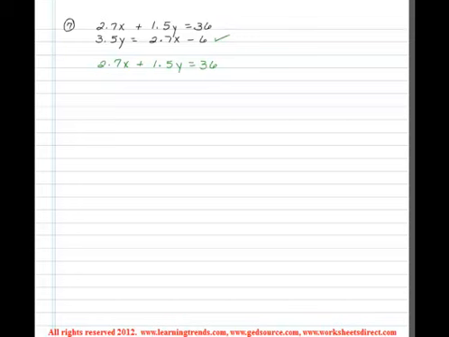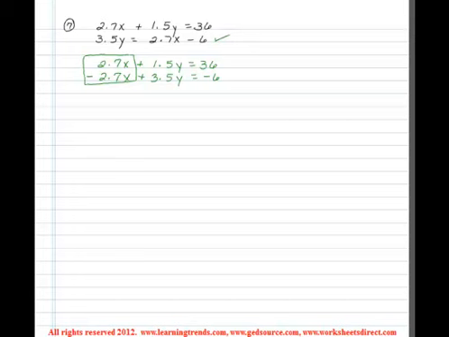We want to look at our second equation, and we want to bring that 2.7x over to the left-hand side. So when we do that, we're going to end up with a negative 2.7x, and then that'll be plus 3.5y, and that equals a negative 6. Now our x's are lined up, our y's are lined up, and our whole number 36 and the negative 6 are lined up.